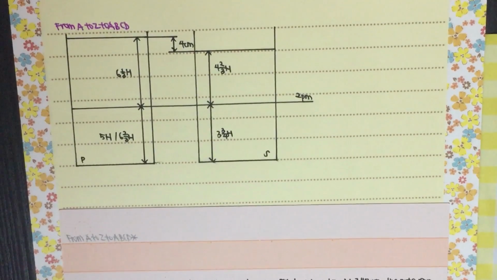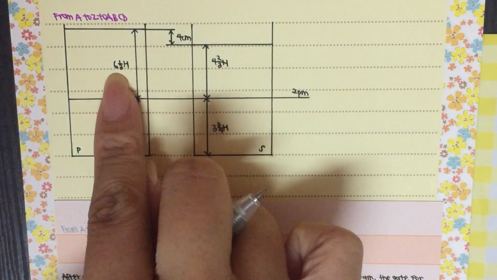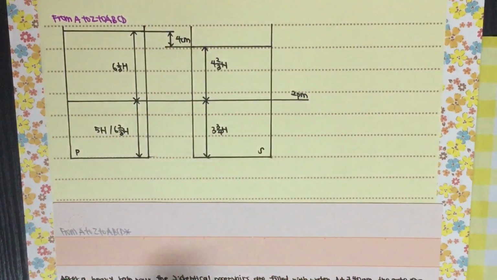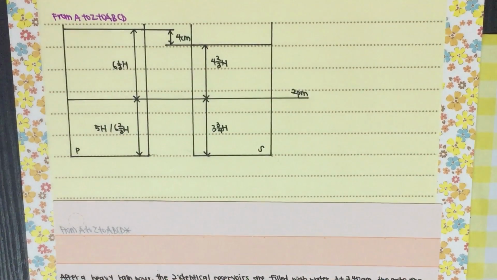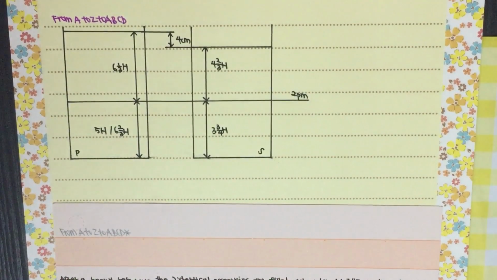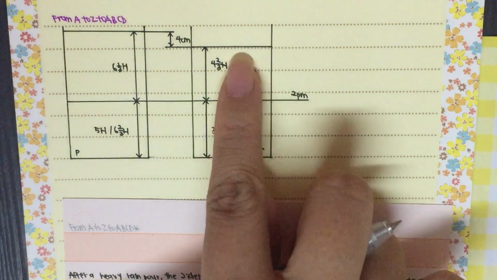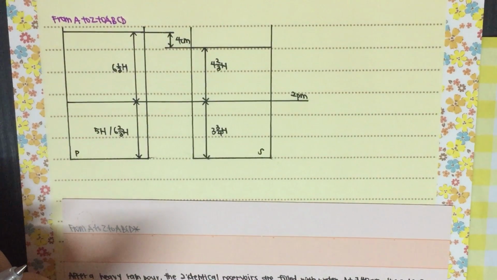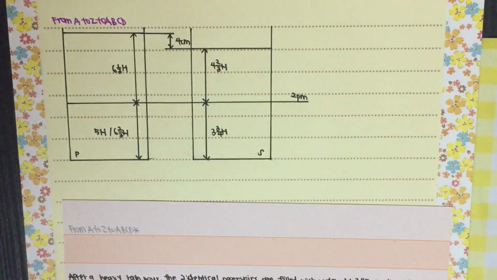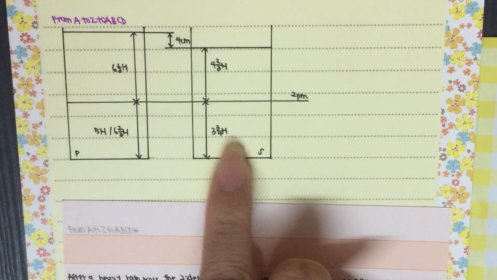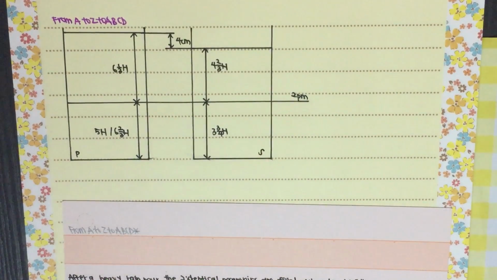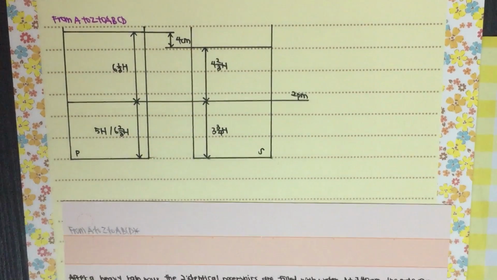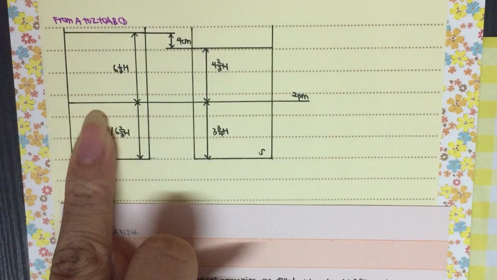Then Punggol Reservoir opens at 7:40, which is 6 1/3 hours before. Serangoon Reservoir opens at 9:20, which is 4 2/3 hours before. Then Serangoon Reservoir takes another 3 hours and 45 minutes, which means 3 3/4 hours, because 45 minutes is 45 over 60, so it's 3/4 hour. Then Punggol Reservoir will take 6 hours and 40 minutes, so 6 2/3 hours.